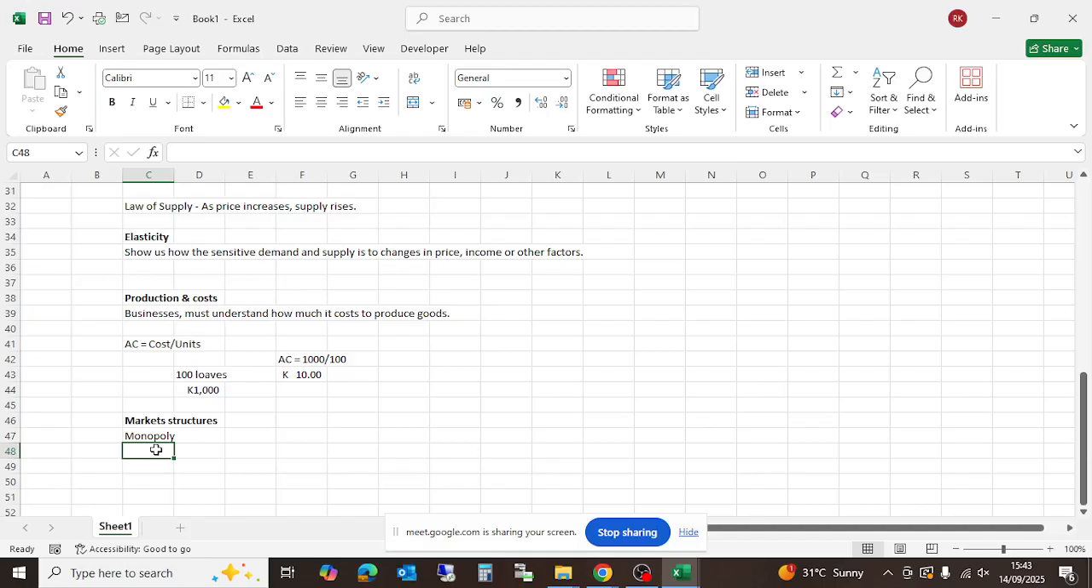Apart from this, we also have what we call an oligopoly market. In an oligopoly market, we have a few big companies dominating the market. An example is our telecom companies. We only have a few. We have Zamtel, we have MTN, we have Airtel, and now Z Mobile is coming up. So it's only a few big companies dominating the market. It's not too many companies, just a few, less than five. You get my point, madam?